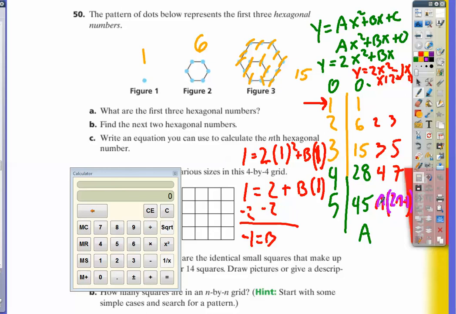And so there's another way you could derive it. Again, if you don't get it, don't worry. That is an extension.